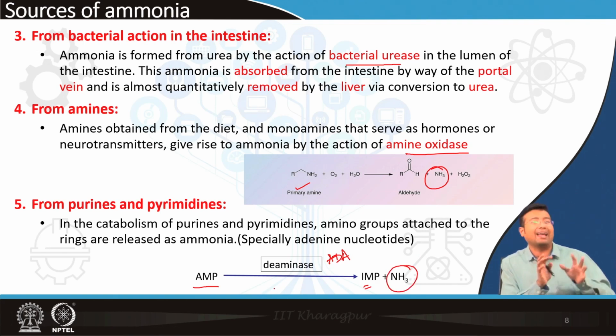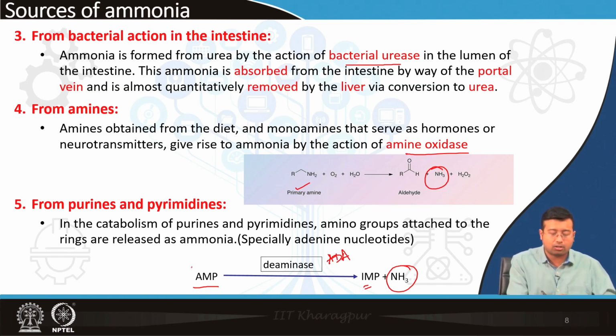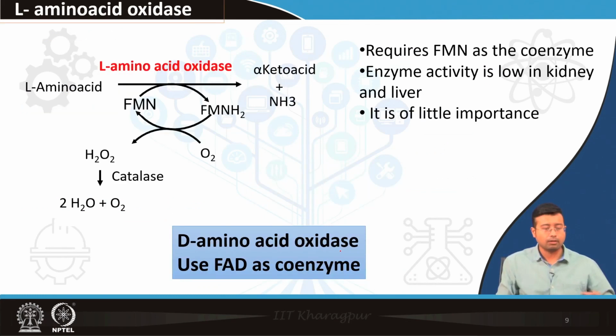So deaminase is a blanket group of enzymes that acts on all types of purine and pyrimidine nucleotides. This special enzyme that acts on AMP is known as ADA or adenosine deaminase.